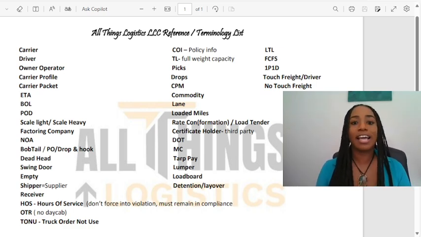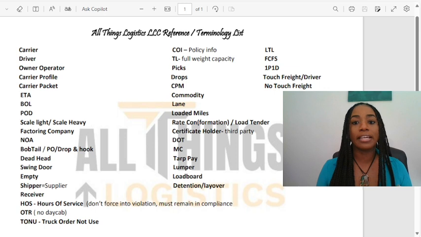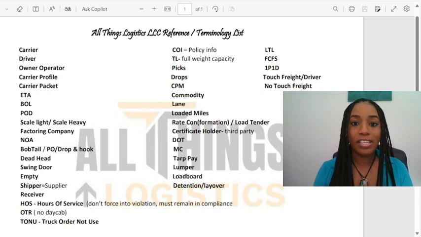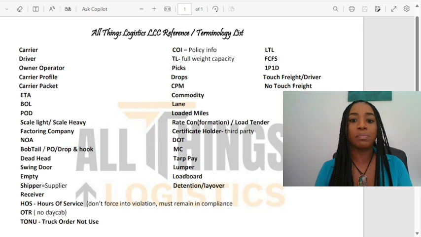Which leads me to the last one, which is no touch freight, which is the favorable load, which is what you'll see often where it says no touch, meaning there's a lumper there and somebody else is responsible for loading or unloading. So make sure you all tuck these away in your pocket. You're going to need this terminology. You're going to need this information as you book loads.